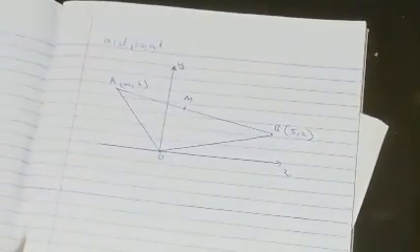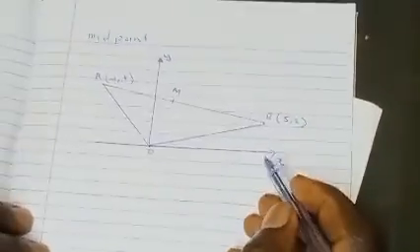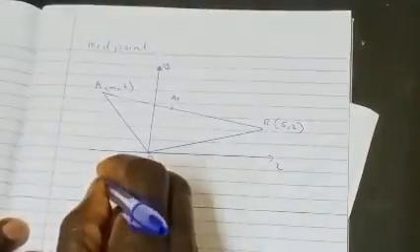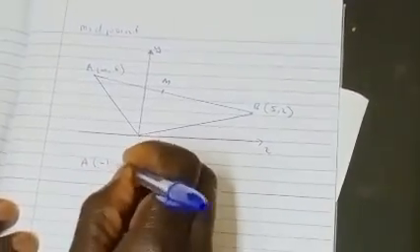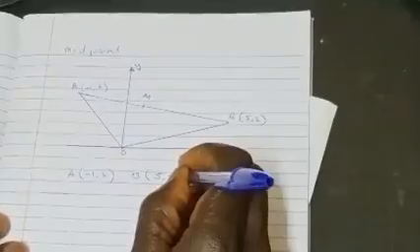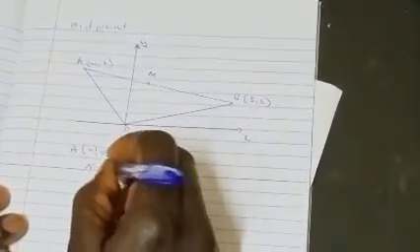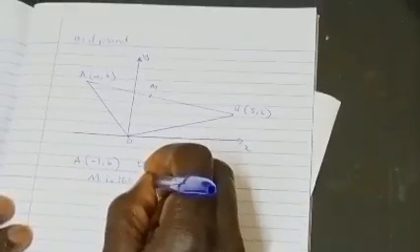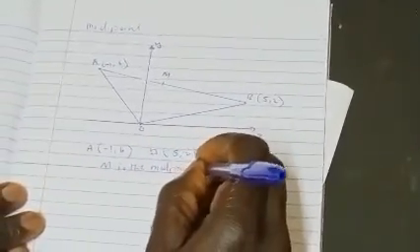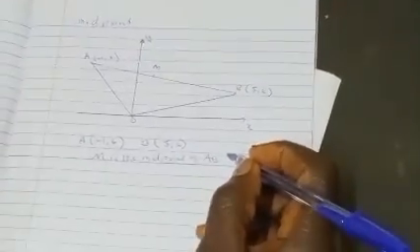Now today we want to look at midpoints in vectors. So we have the line AB with the coordinates of A as (-1, 6) and the coordinates of B as (5, 2). So M is the midpoint of AB. We want to use the vector method to find the coordinates of M.